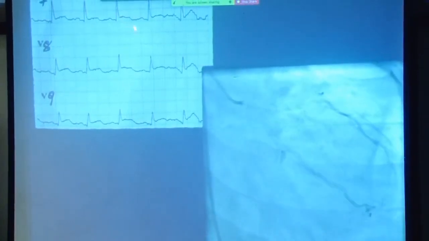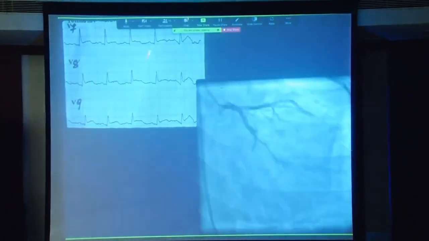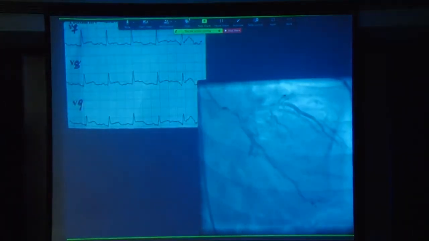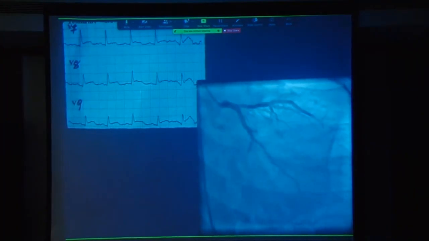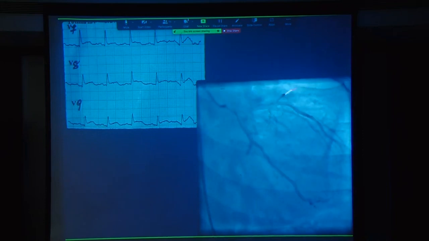Now you could see that in V7, V8 and all, you tend to see that there is ST elevation. These are the posterior leads. You tend to see that there is ST elevation. So you could make a diagnosis of posterior wall MI based on this ECG as well as based on the echocardiographic finding.